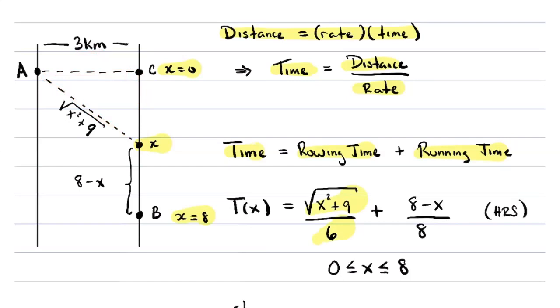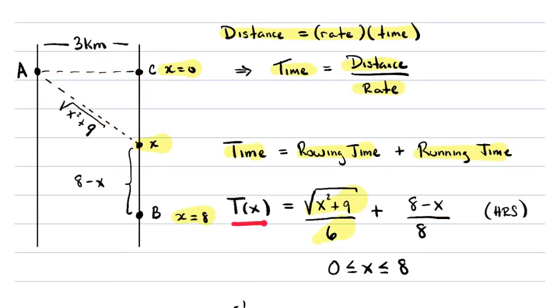Likewise, if x is located x units from C and B is 8 units from C, then the remainder, the distance from x to B, must be 8 minus x. It's the difference. So I take that 8 minus x, that's the distance that she has to run, and I divide it by her rate that she runs, 8 kilometers an hour, and that would give me the time that it will take her to run that distance.